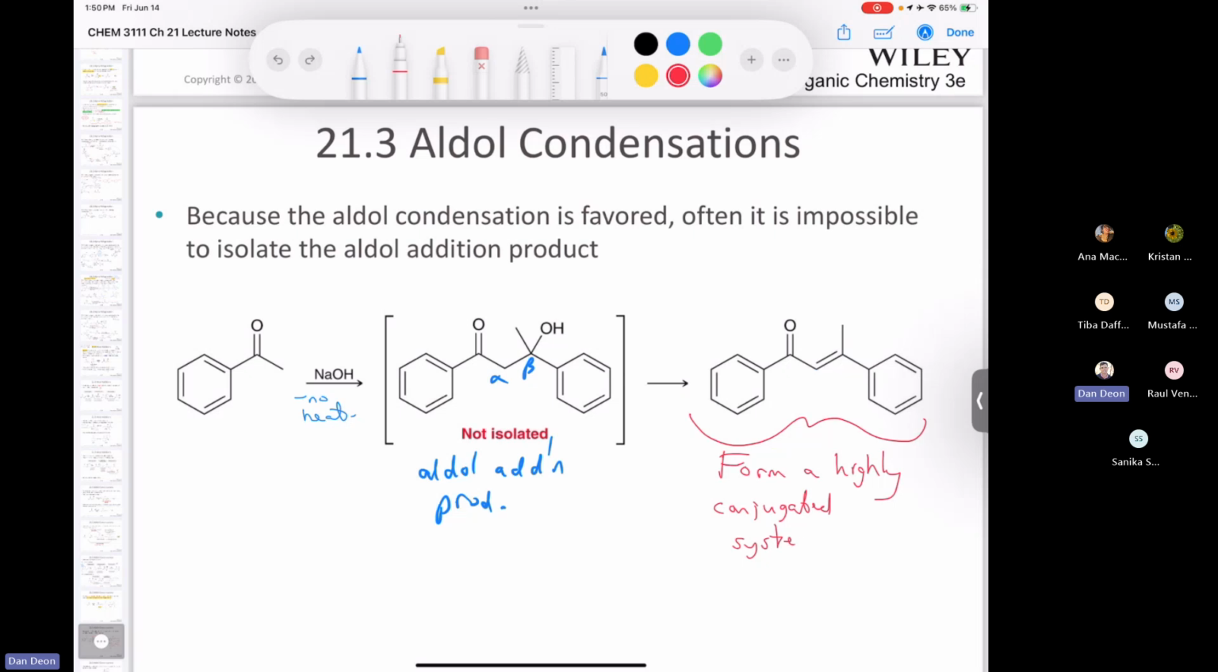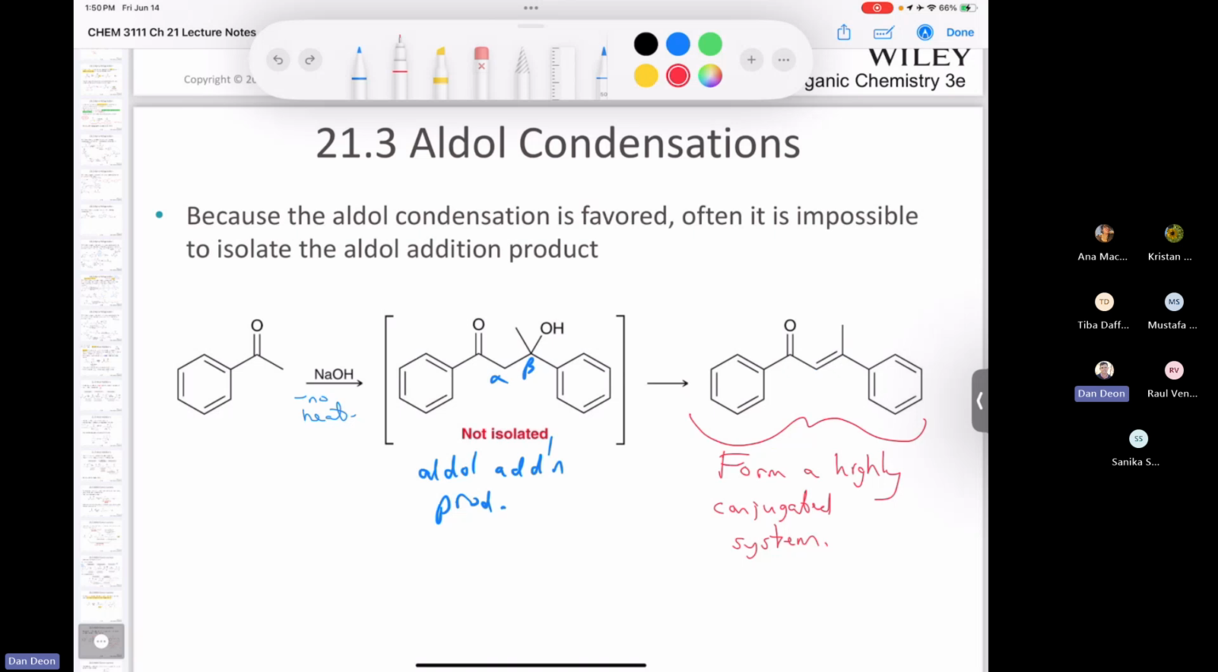So I don't even know if you could isolate this aldol. It's too high in energy, because once you lose that water molecule, I mean, you end up with something that's completely conjugated the whole way through. I mean, I don't even know how to draw that, but it's just completely conjugated. So there you go.